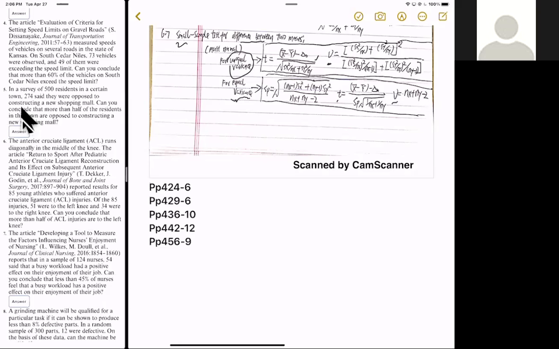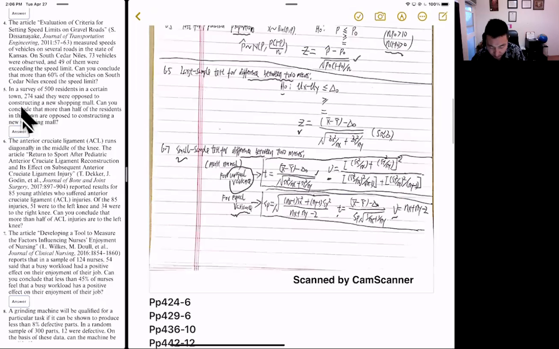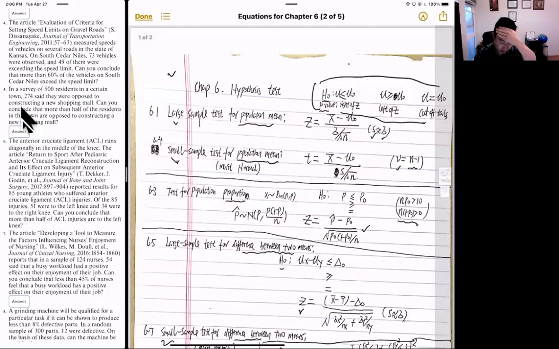This is a question from chapter 6, hypothesis test. Here it is about proportion, right? Because 51 of 85 or 34 of 85. So this is a proportion question, right? So then we use the equation list. The test for proportion is from section 6.3. So that's the equation we will use for this question.